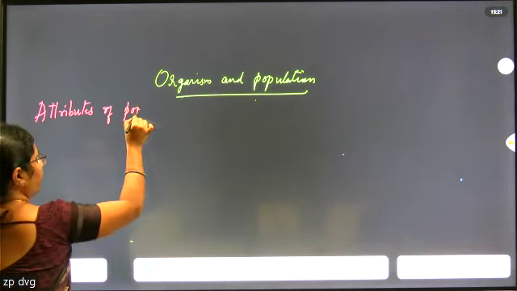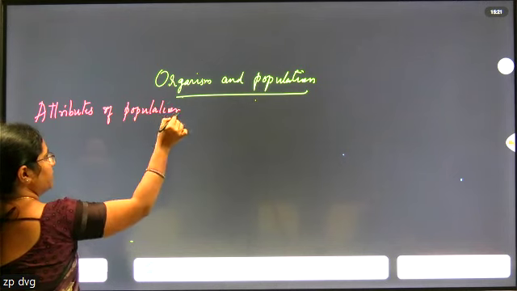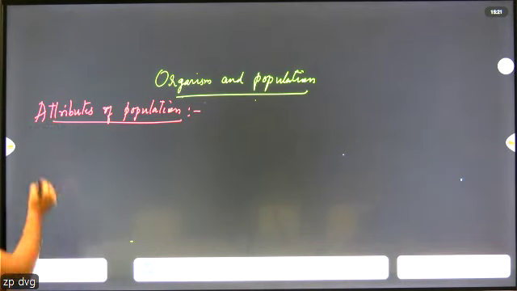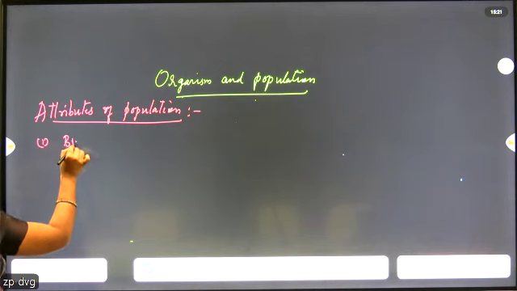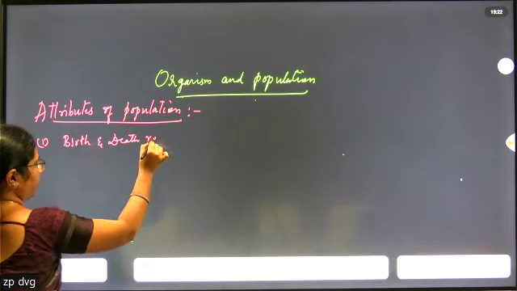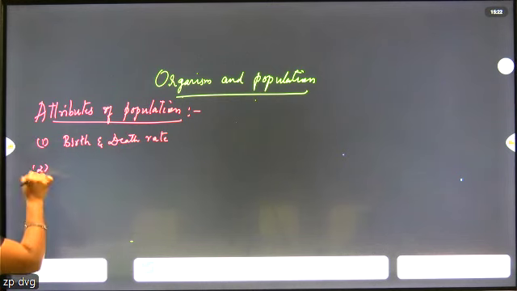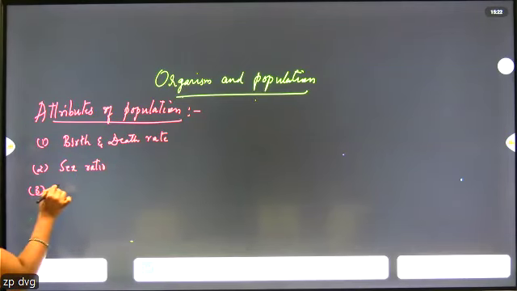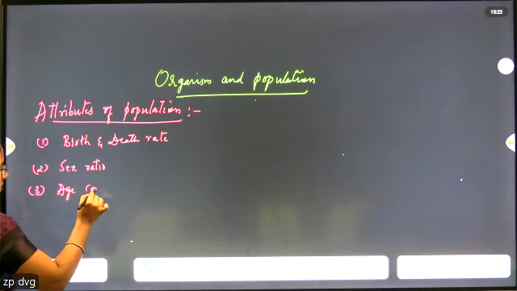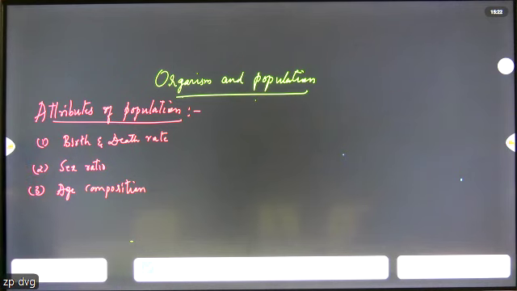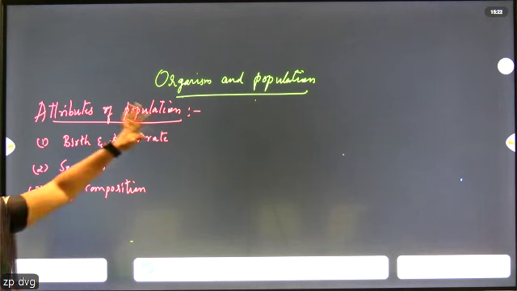Attributes of population. In general, we can say that these are nothing but the characteristic features of population. So first thing is birth rate and death rate. And second is sex ratio. And third is age composition. These are the different categories or different characteristic features or different attributes of population.